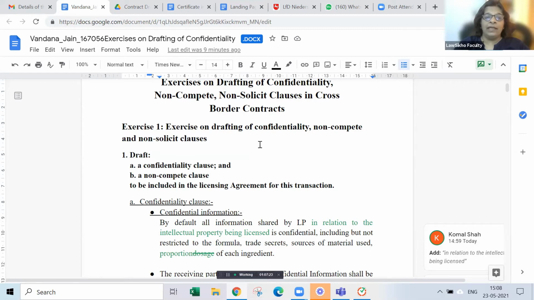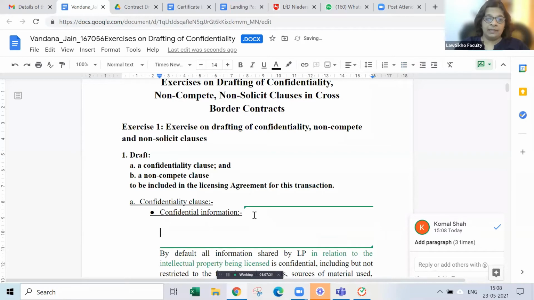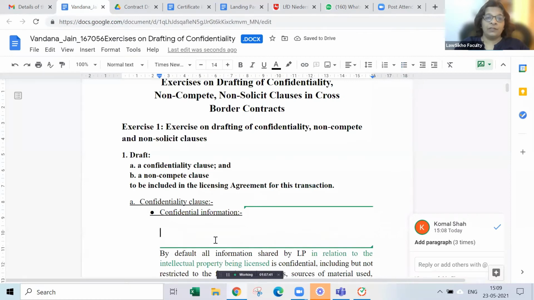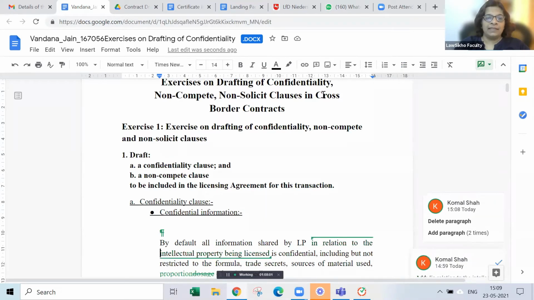So this can be okay. However, it might be a better idea to define, depending on whose side you are acting on. Have we stated that? So you are from the side of LP, from the manufacturer's side. So it makes sense to classify everything and keep a broad definition of what is confidential information. Since this is a licensing agreement, it is more related to intellectual property which is being licensed. So definitely this makes sense.